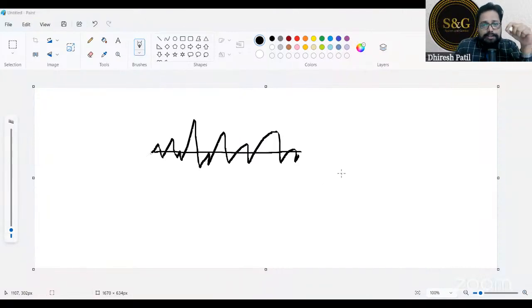Now, this fluctuation, this variability is measured by what? What is the unit of measurement of this variability? Type in the chat box, everybody. What is the unit of measurement of this variability? What do we measure? How do we measure that? Type in the chat box.